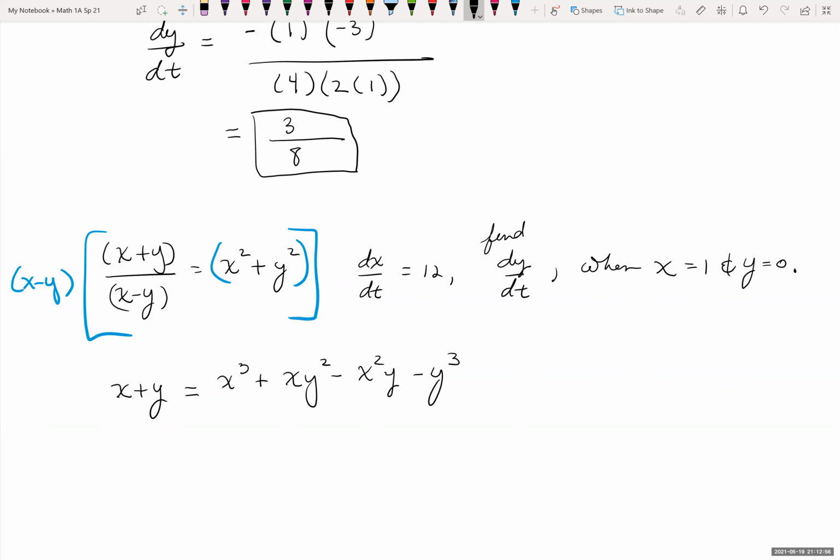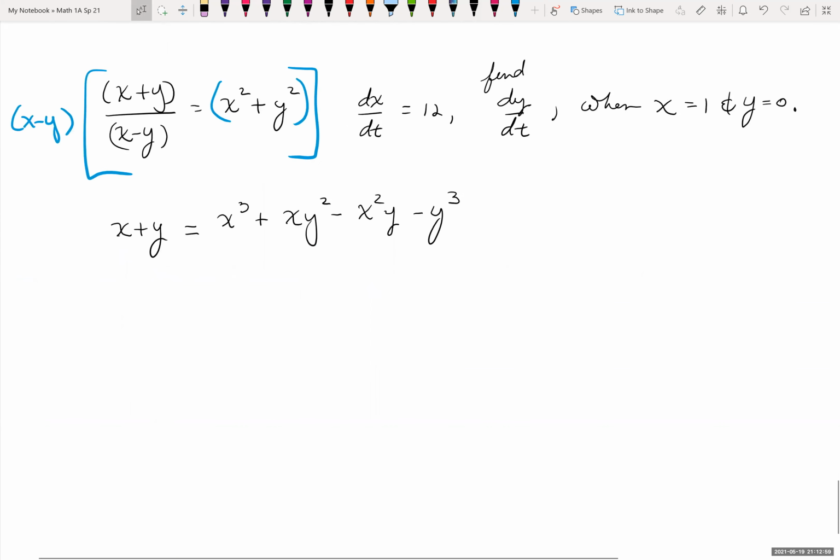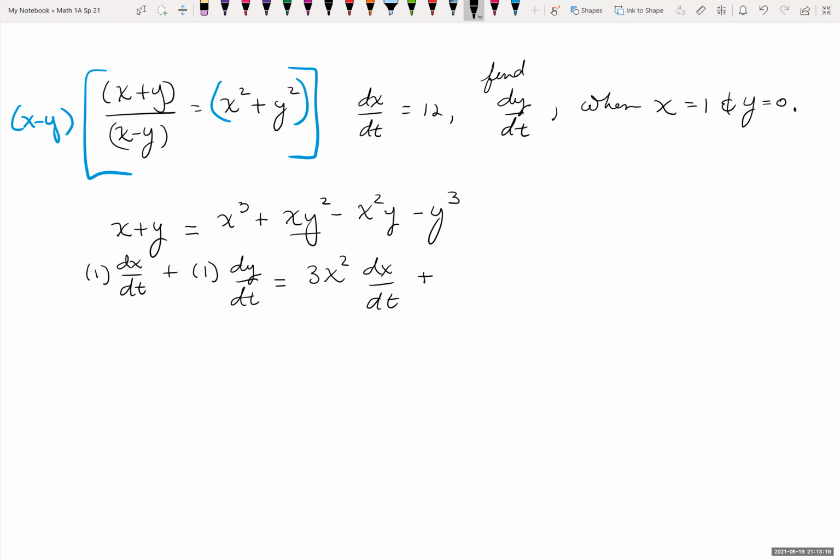So differentiating both sides, derivative of x is 1, but x is in terms of t, so dx dt, plus the derivative of y, that's 1 dy dt, equals the derivative of x cubed, which is 3x squared dx dt. Plus, I need product rule. So derivative of the first is 1 dx dt times y squared plus x times the derivative of y squared, which is 2y dy dt.